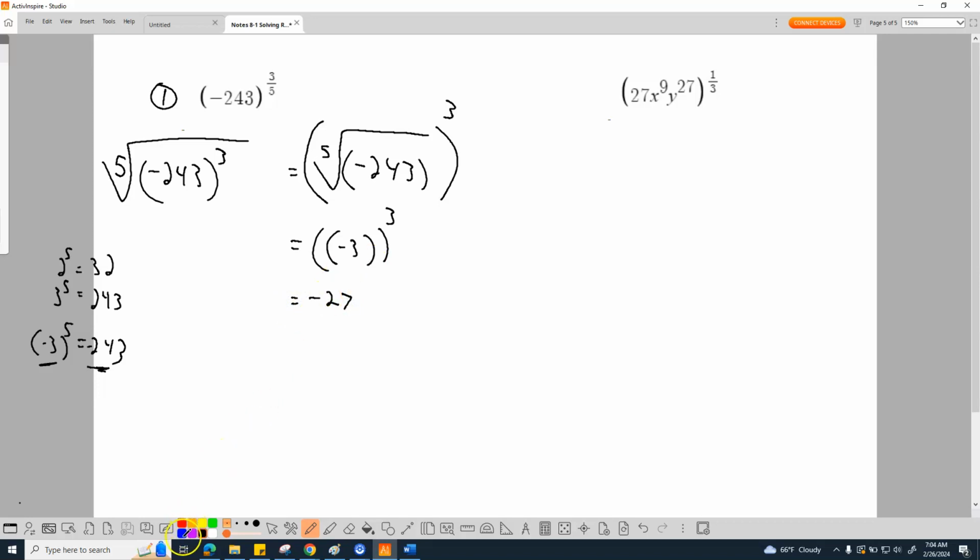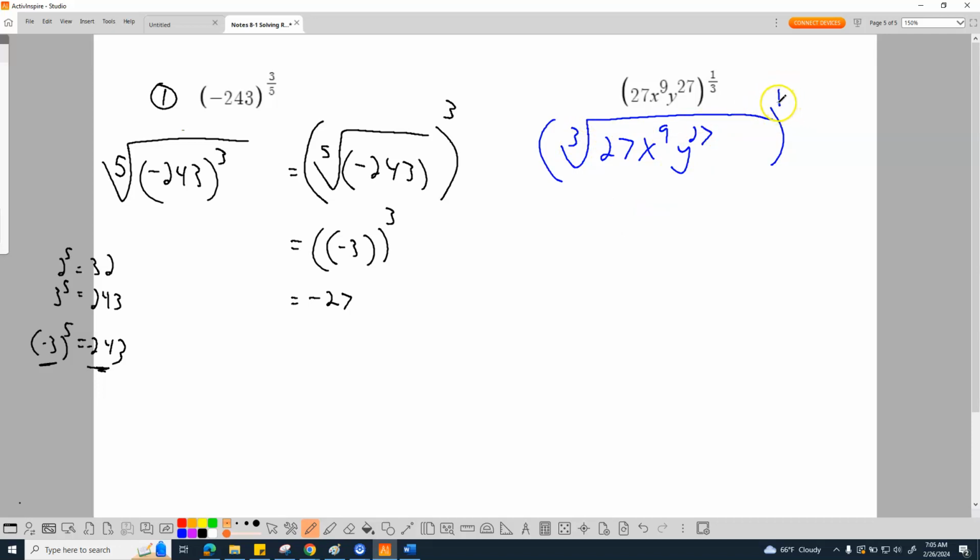I'm going to go ahead and switch colors and work in blue over here. Watch how I set this one up. This one's great because it has a 1 in the numerator. So I'm going to set it up like this. 27x to the 9, y to the 27. This is going to be rewritten. I'm going to rewrite it using the other method, this one. 3 goes down in the denominator, and then this is going to be brought up to the power of 1.